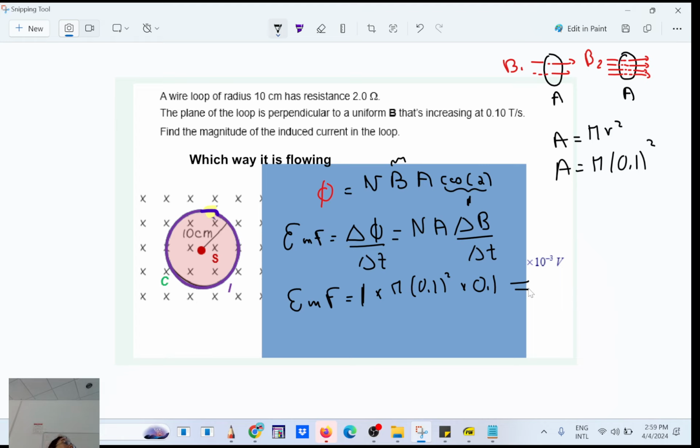It's going to be what? 2 pi? No, it's pi, so it's 3. We can do it in your head. Pi is 3. 0.1 squared means 0.01, times 0.1, so that will be 0.001. That means it's going to be 3 times 10 to the negative 3 volt, which is 3 millivolt. Yes?